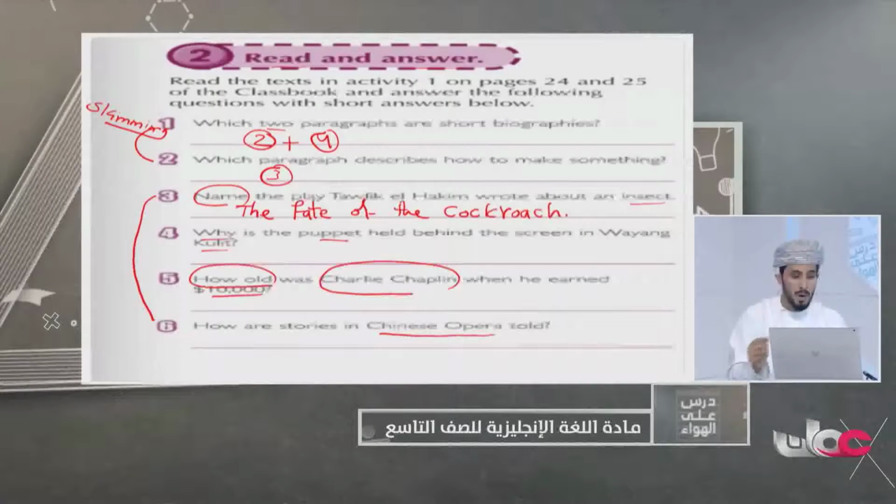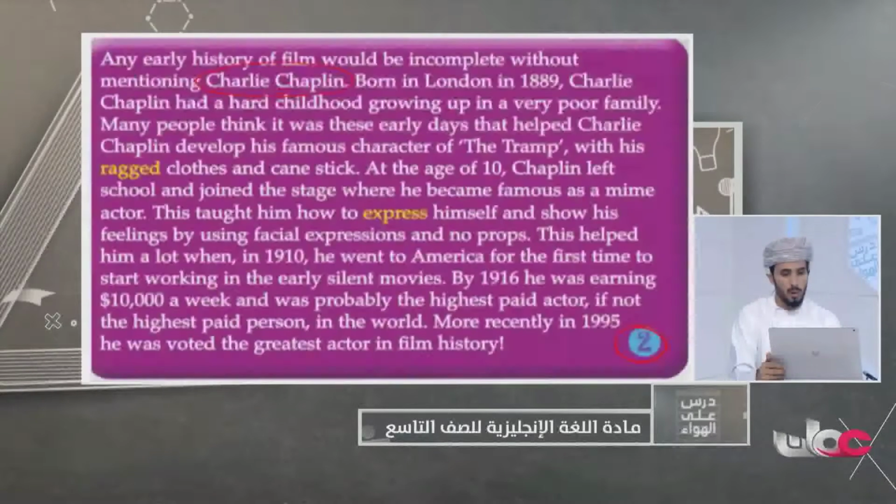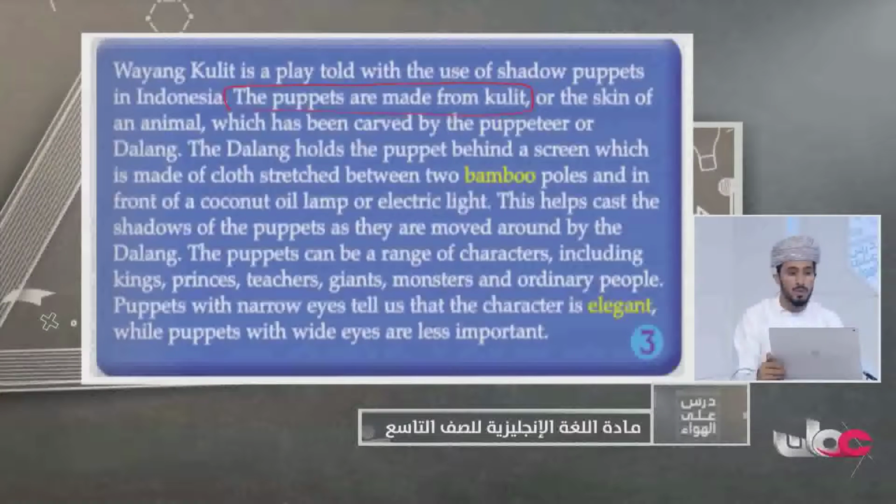Okay, number 4. Why is the puppet held behind the screen in Wayang Kulit? Okay, we'll go to the paragraph which talks about the puppets. This one is talking about the puppets, and we will read in depth so that we'll be able to answer the question. So we are looking for particular information here. The puppets are made from kulit, or the skin of an animal, which has been carved by the puppeteer or dalang. The dalang holds the puppet behind the screen.